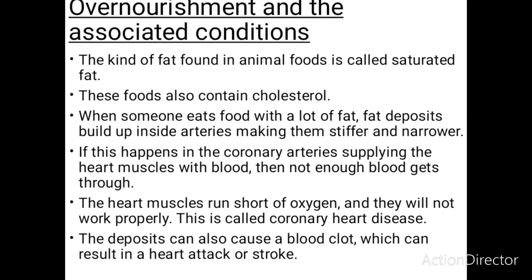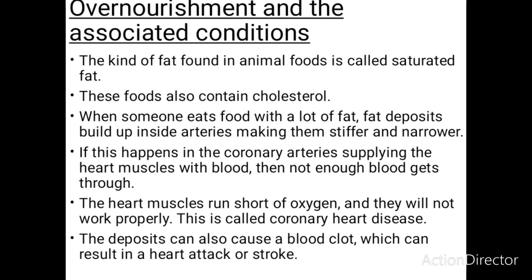So the deposits can also cause a blood clot, which can result in a heart attack or a stroke. So basically, eating foods with a lot of fat causes fat deposits to build up inside the arteries, and this can lead to coronary heart disease, heart attack, or a stroke.